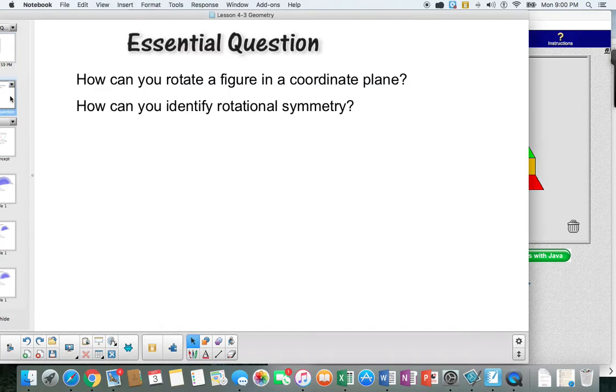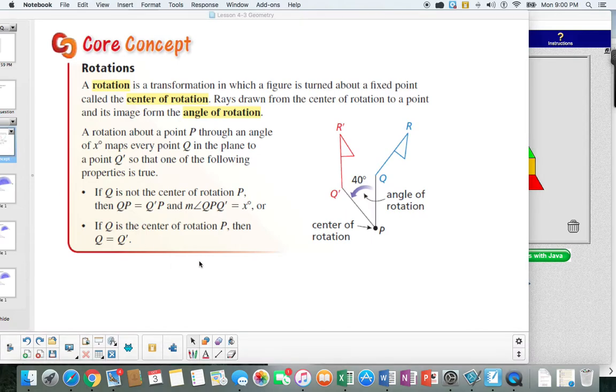4.3, Rotations. Essential question: How can you rotate a figure in a coordinate plane? How can you identify rotational symmetry? Here's the definition of a rotation. There are two parts to the rotation description. One of the things that you need to understand is we rotate from the center of rotation, and we have an angle of rotation. Those are the two things that help us rotate.